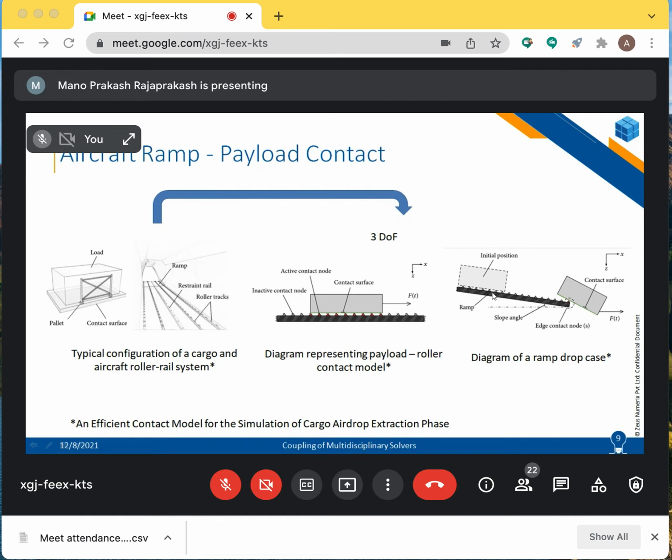This way, the forces that the payload experiences due to the presence of the ramp are modeled for the simulation. One more thing is that you can see there is some force being indicated here. That is nothing but the force exerted by the extractor parachute on the payload. We will look into this in a detailed manner in the next slide.